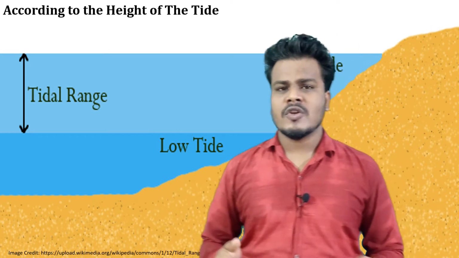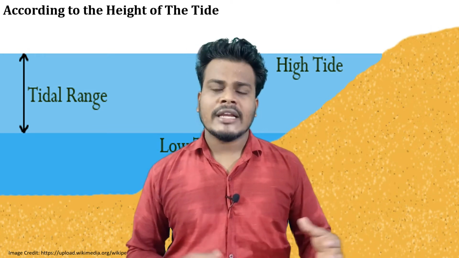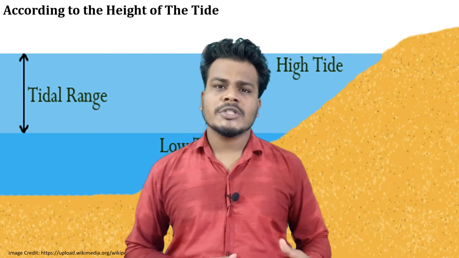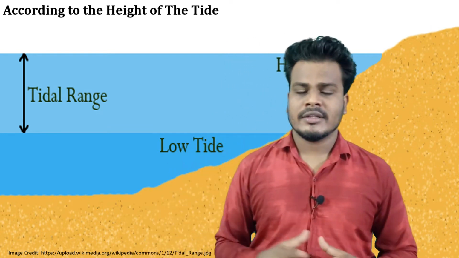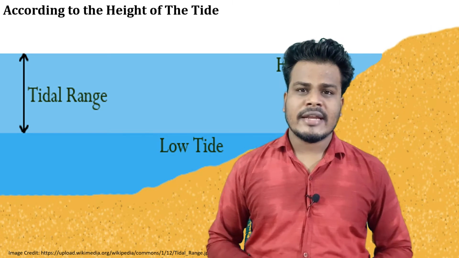This tidal range is not the same everywhere. It is not constant. It changes from tide to tide based on the position of the moon and the earth. So let us understand this with the help of a diagram.